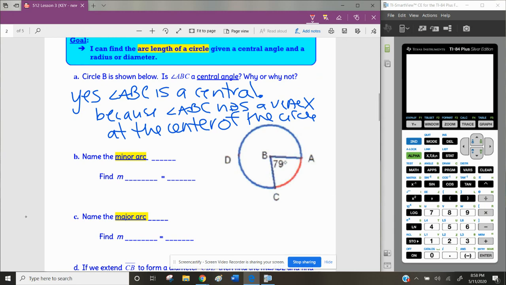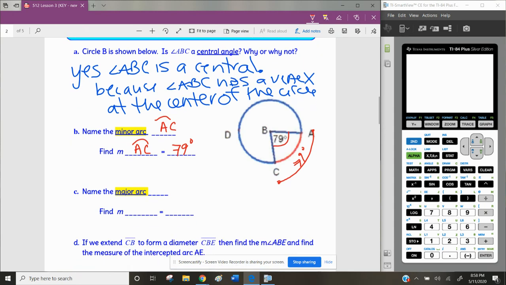All right, now we want to name the minor arc. So we're going to name the arc that is less than 180 degrees. So how many degrees would be in arc AC? We want to know the measure of minor arc AC. And the arc measure is equal to the central angle. And our central angle here is 79 degrees. So the measure of the arc AC is 79 degrees.